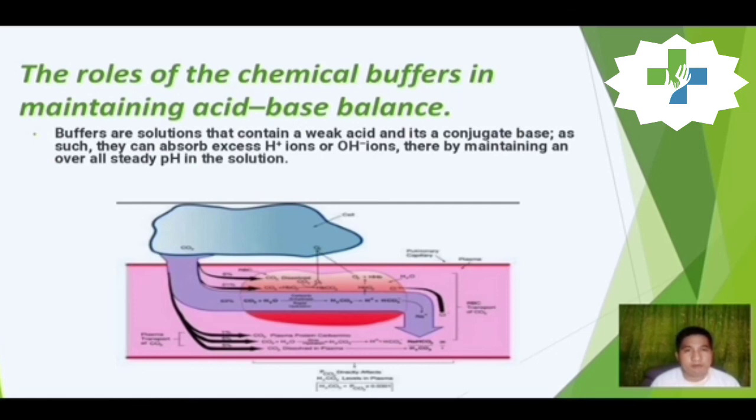When we say buffer, these are solutions that contain a weak acid and its conjugate base. As such, they can absorb excess hydrogen ions or hydroxide ions, and thereby maintain an overall steady pH in the solution. Look at the picture. This is one example of the chemical buffers.